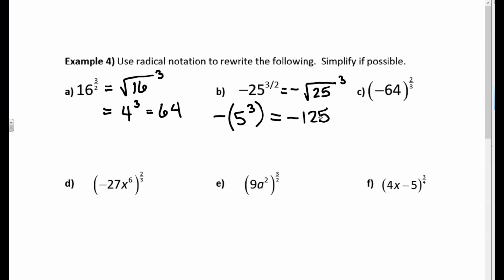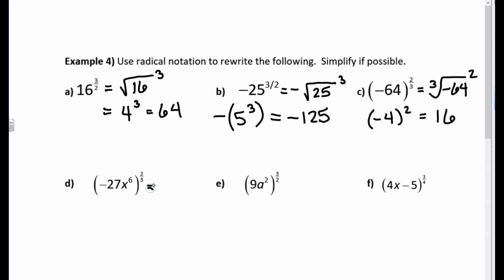Now my negative is in parentheses. This one's a little bit different. My denominator is a 3, so this is the cube root of negative 64, and my numerator is a 2, so square it. The cube root of negative 64 is going to get me negative 4, and when I square that, I'm going to get positive 16.